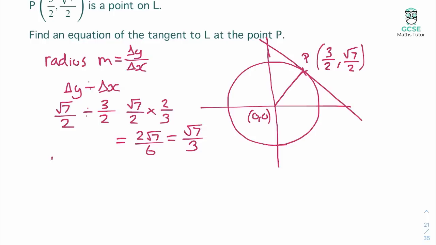So for the tangent, we're going to want to do our negative reciprocal, as the tangent is perpendicular to the radius.